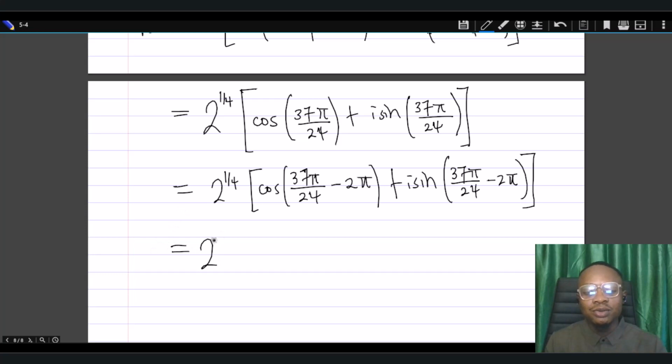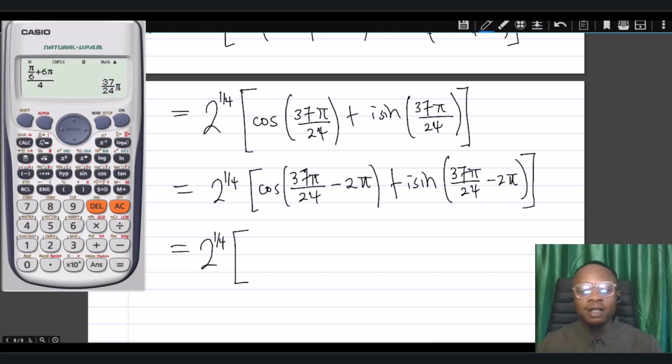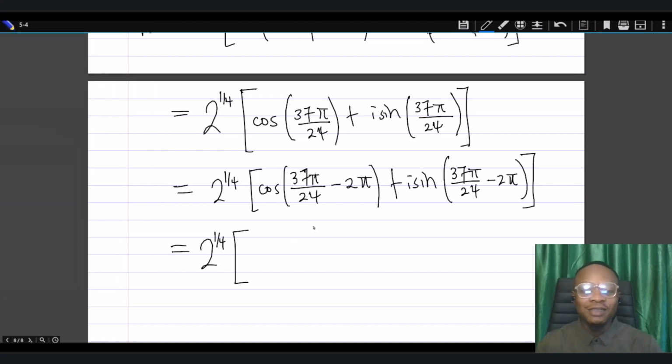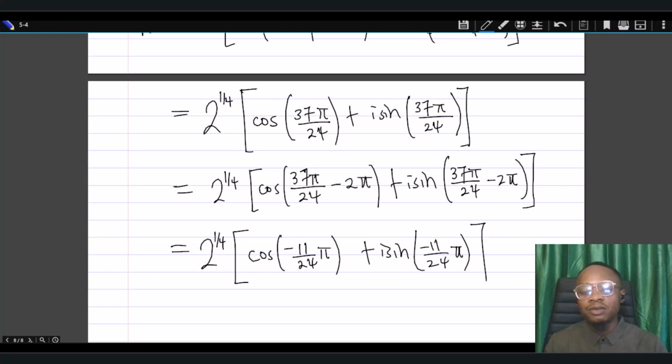So this is going to be giving us 2 to the power of 1 over 4 then into, so let's see what this gives us, 37 pi divided by 24 then minus 2 pi. So the answer we last obtained minus 2 pi is minus 11 over 24 pi. So it is now within range. So this is going to be the cosine of minus 11 over 24 multiplying pi then plus I sine minus 11 over 24 multiplying pi. So this closes off, and this will be the fourth of the roots that we're interested in.